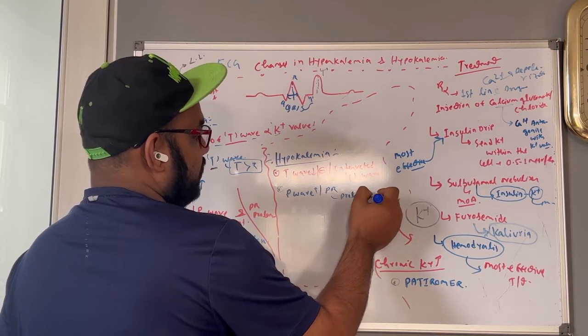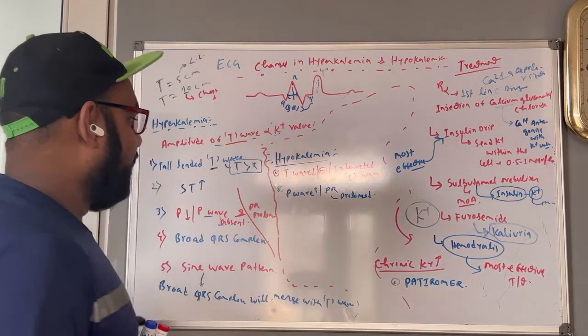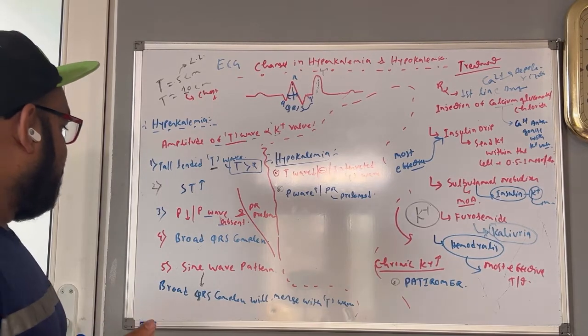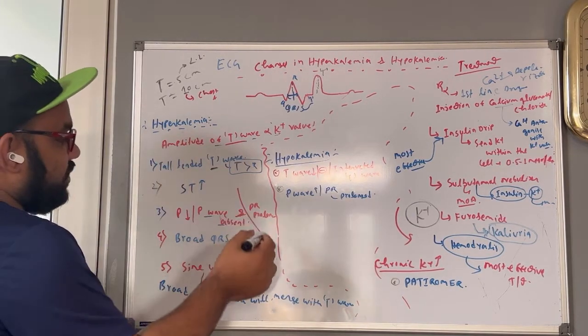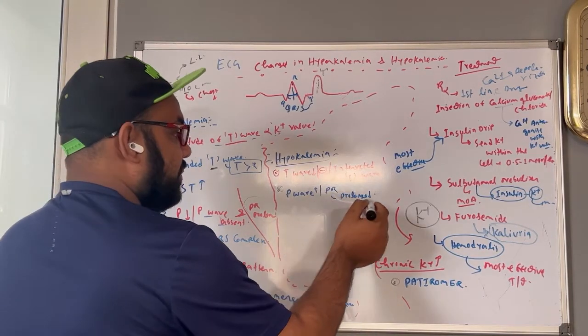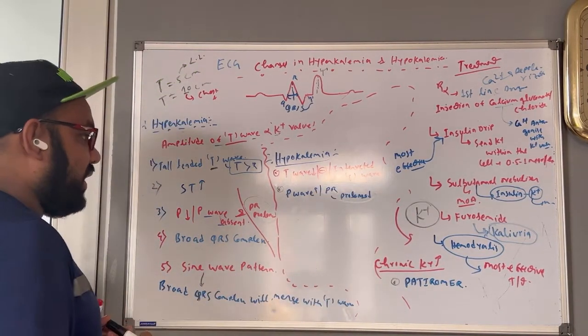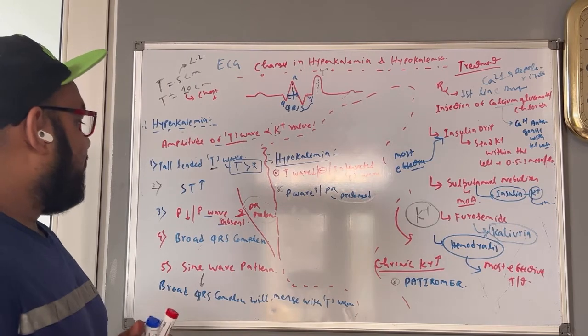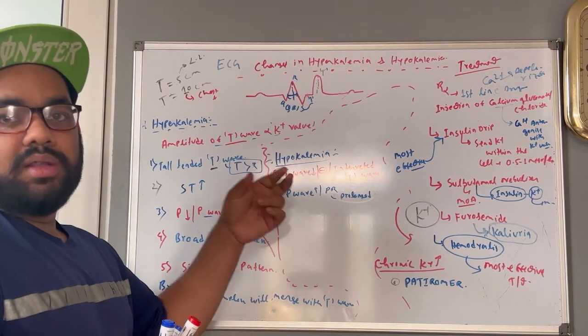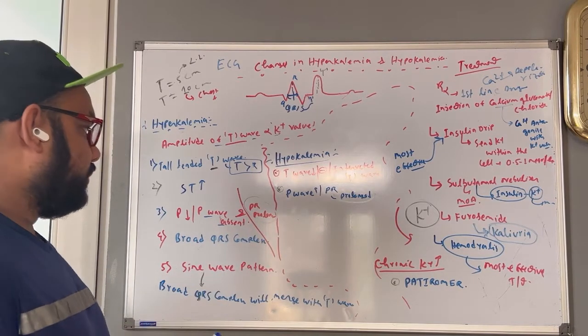This is the most important question I'm going to discuss right now. Sometimes there is a chance to make mistakes in the exam. In terms of hyperkalemia, we get PR prolongation. In terms of hypokalemia, we will also get PR prolongation. Don't think that we'll get the reverse thing.